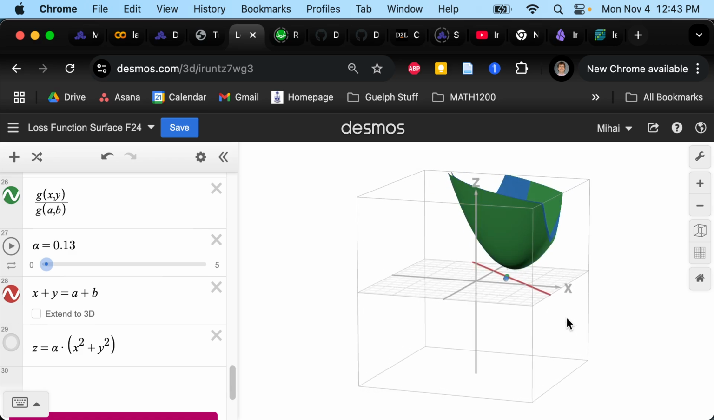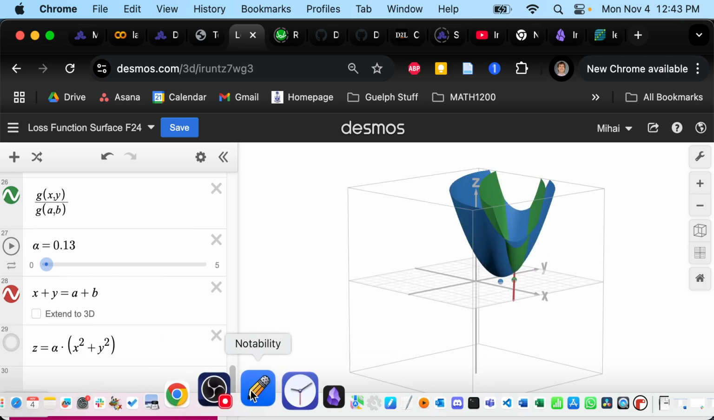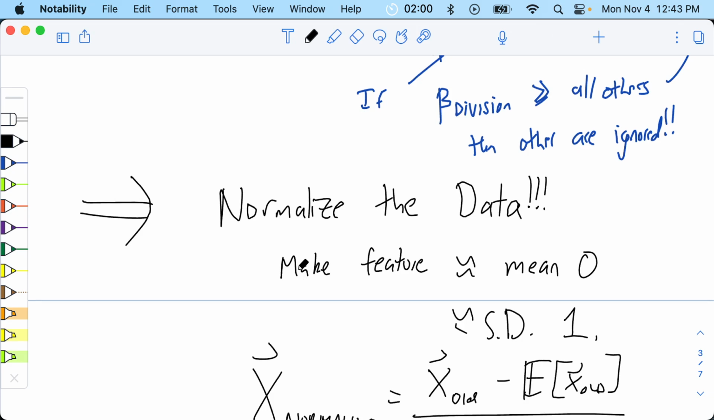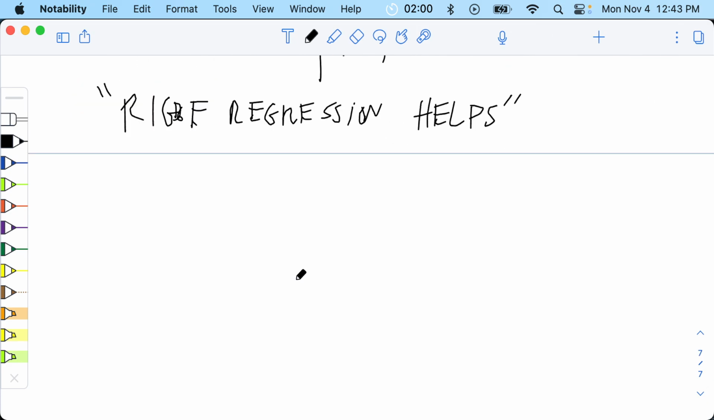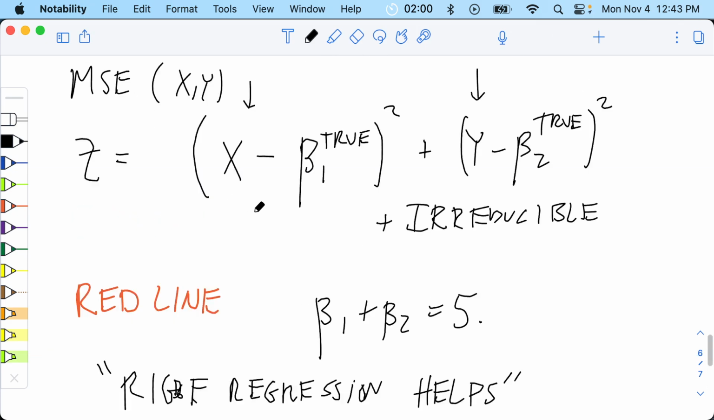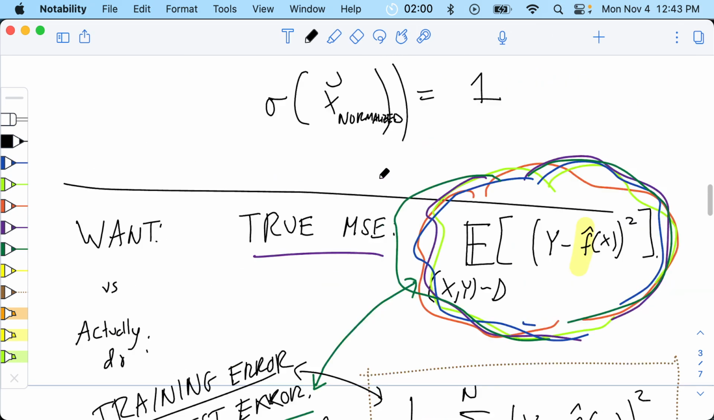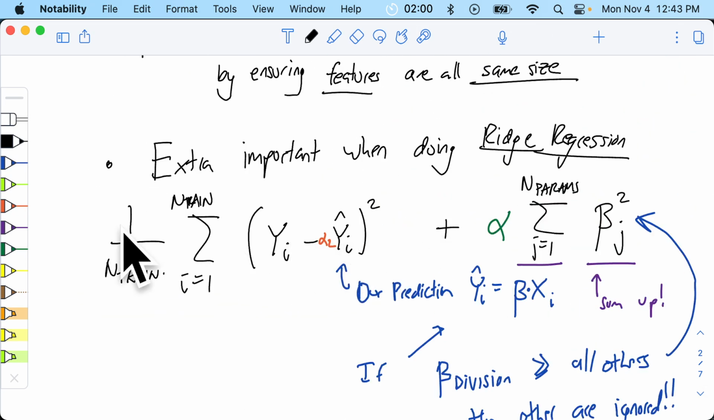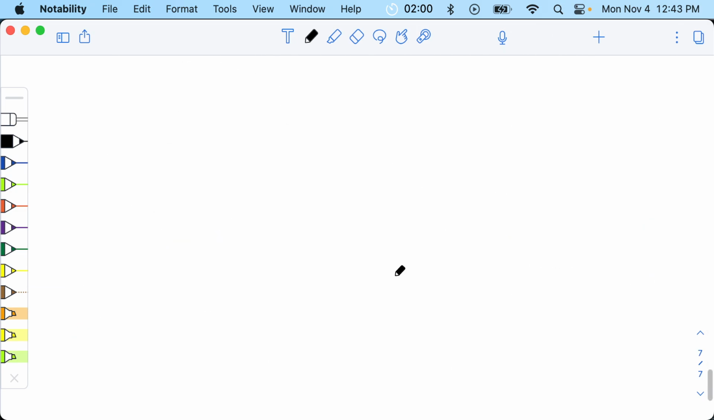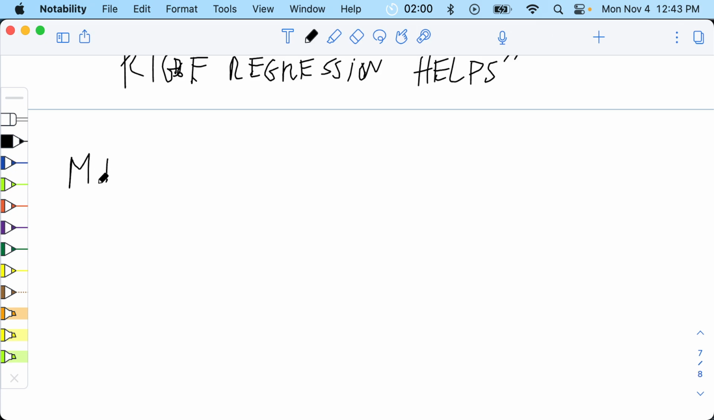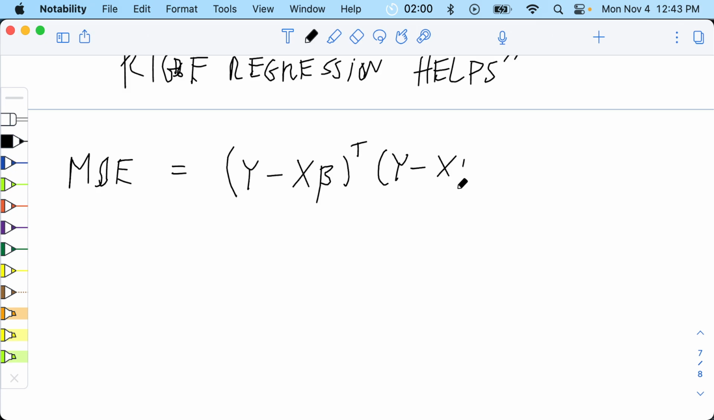Okay. So let me show you with math now. The same kind of picture, but with equations. So ridge regression is this formula. I'm going to write it with vectors. Before we wrote it as a sum, now I'm going to rewrite this exact formula, the big formula, with vectors. The vector version is this, the mean squared error with vectors and matrices. It's y minus x beta transpose times y minus x beta plus alpha times beta transpose beta.